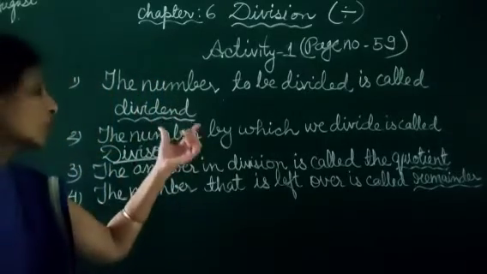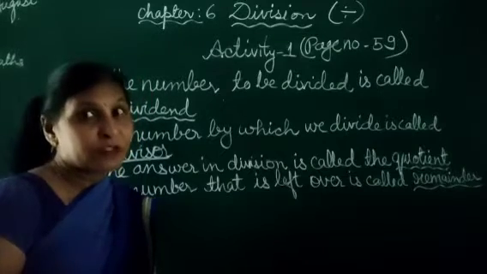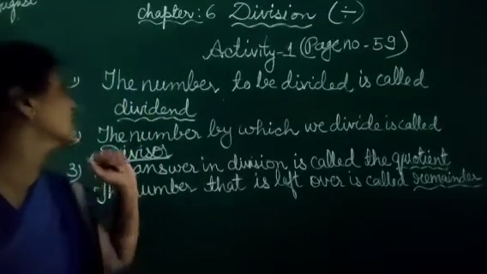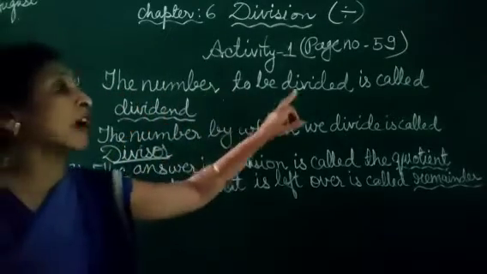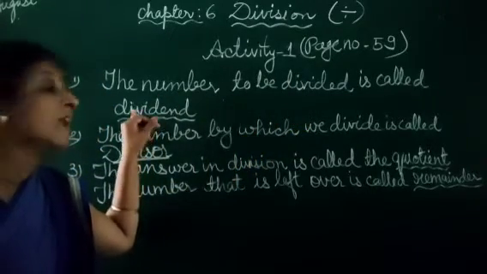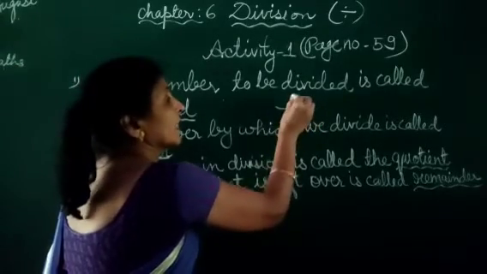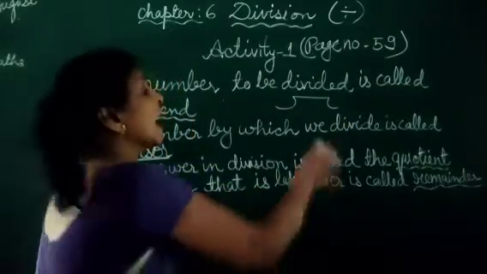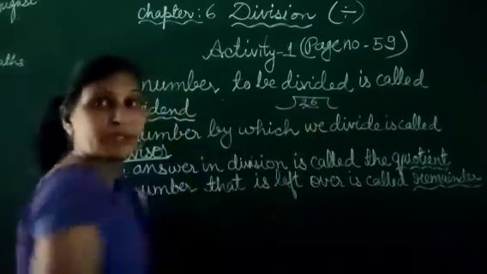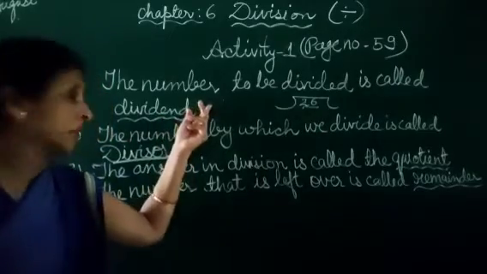Now, the 3-4 terms are very important in division. So, let's see. The number to be divided is called the dividend, and the dividend is always written in the middle. In this way we can divide, and the dividend is written here. This is the dividend.